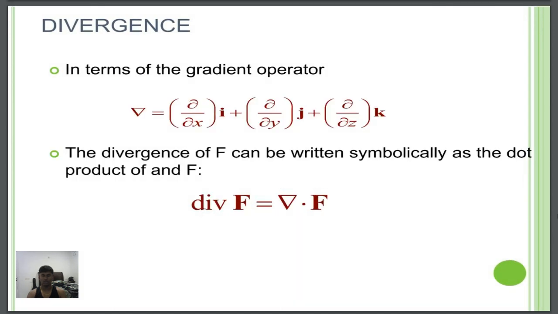In terms of the gradient operator, del is equal to del by del x of i plus del by del y of j plus del by del z of k. The divergence of f can be written symbolically as the dot product of del and f. Divergence of f is equal to del dot f.